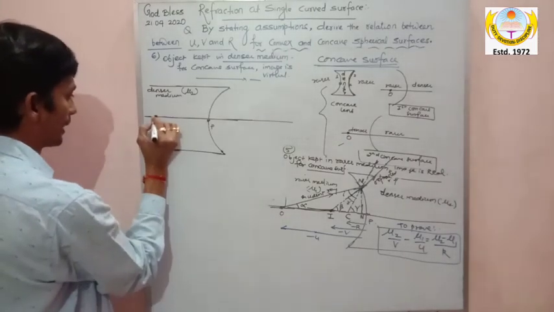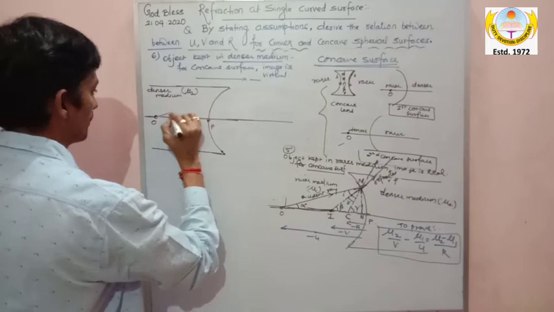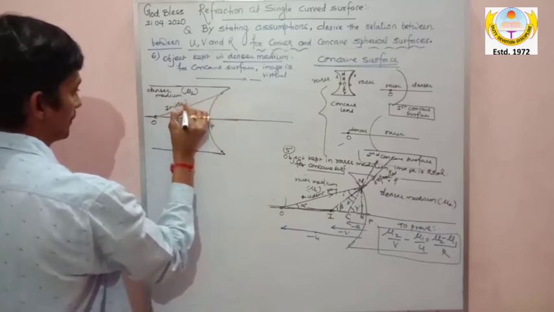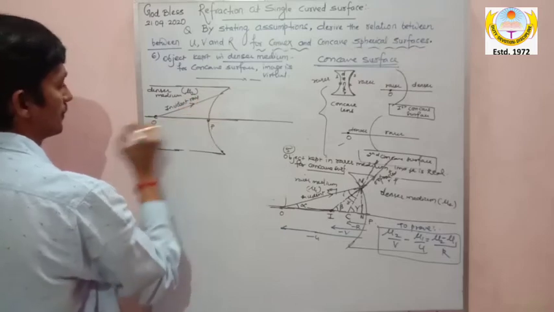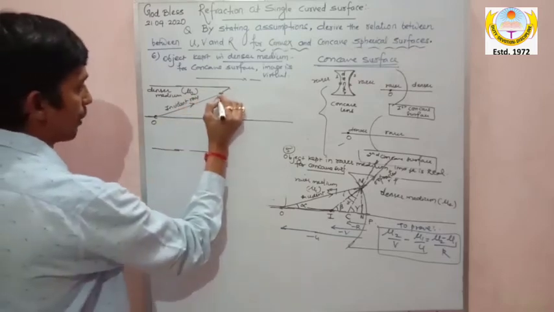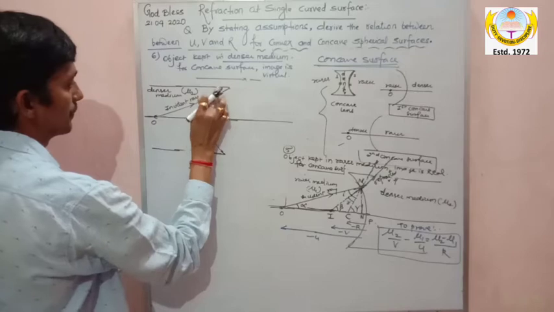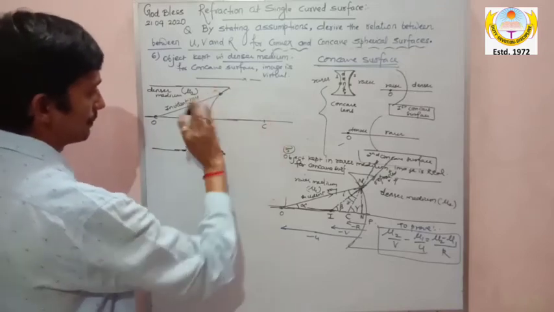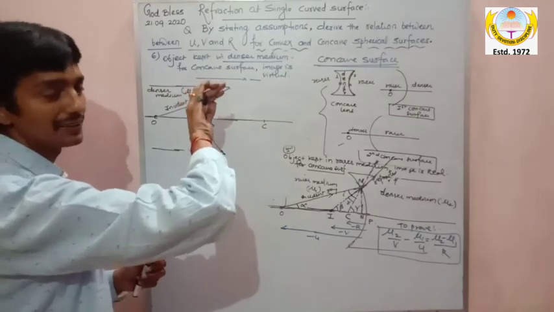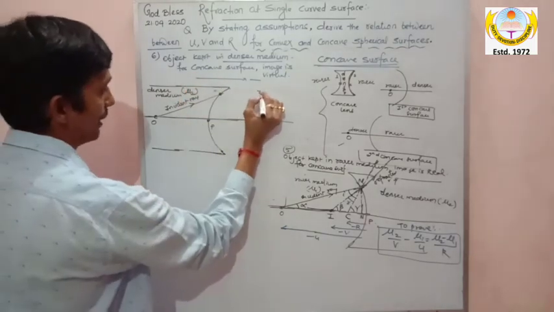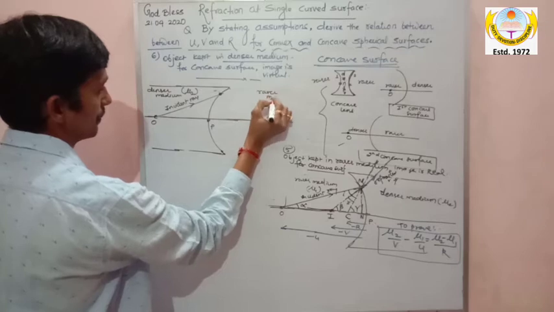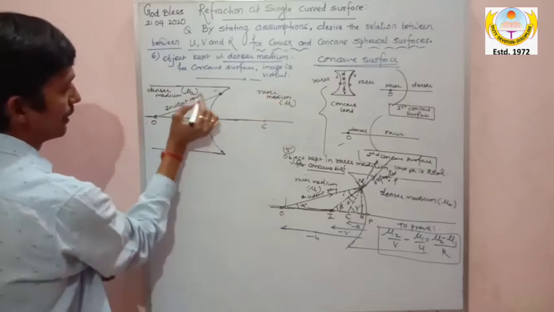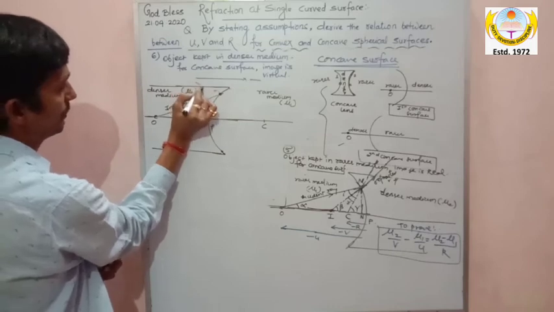So here is the object I kept, and here is the incident ray. This is the point M. Let us draw, because the center of curvature will now be on this side, because the face is like this. It is your rarer medium, refractive index mu1. So now this is the normal ray.